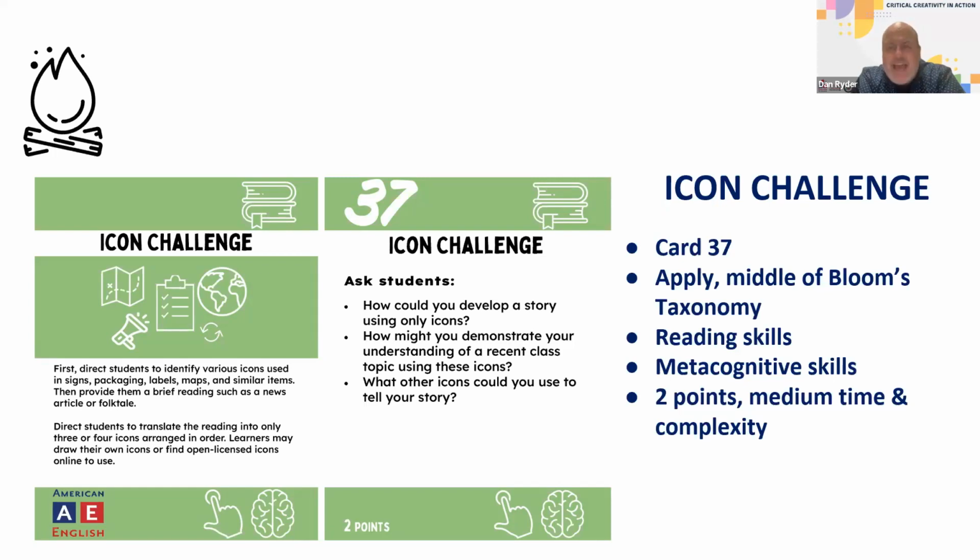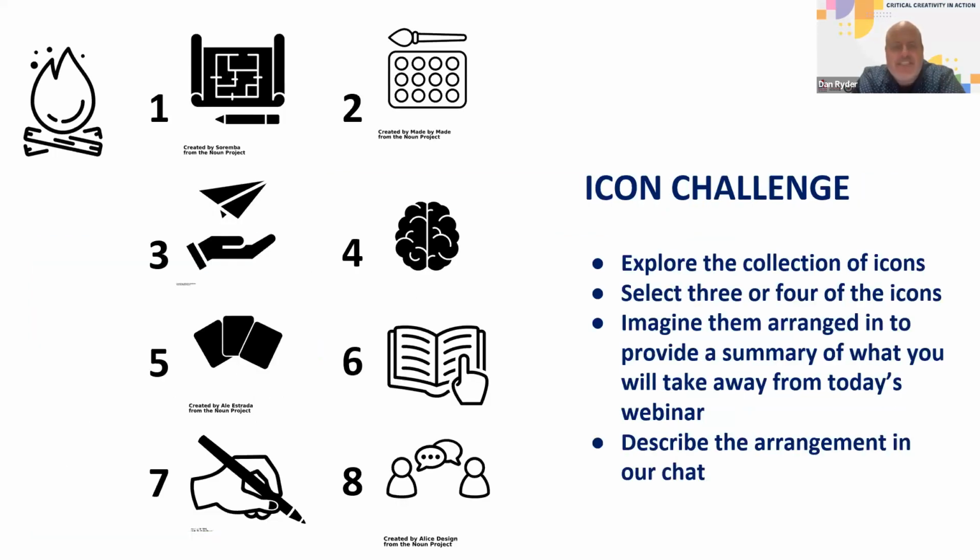So this is what's going to happen on this one. On this next slide, you see 8 different icons, and each one of them represents a different concept or idea. And what we'd like you to do is select 3 or 4 of them, and arrange them in a way that provides a summary of what you're going to take away from today's webinar. And then describe that arrangement in our chat. So you can just use the numbers to say which ones you would use.